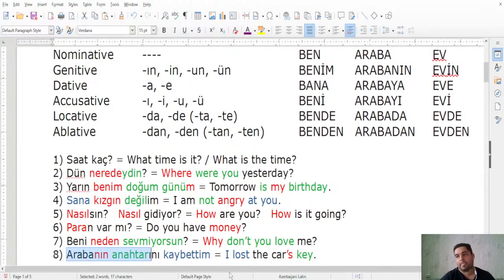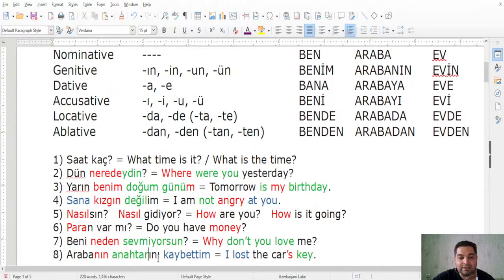The first one is where you have both endings: arabanın anahtarı. Then you can say araba anahtarı, which means car key, and you can also say taş kalp, stone heart, which doesn't have any ending at all. So there are three types of complementary structure, and this one is the first one, where we have endings for both. Arabanın anahtarı, the car's key, or the key of the car.